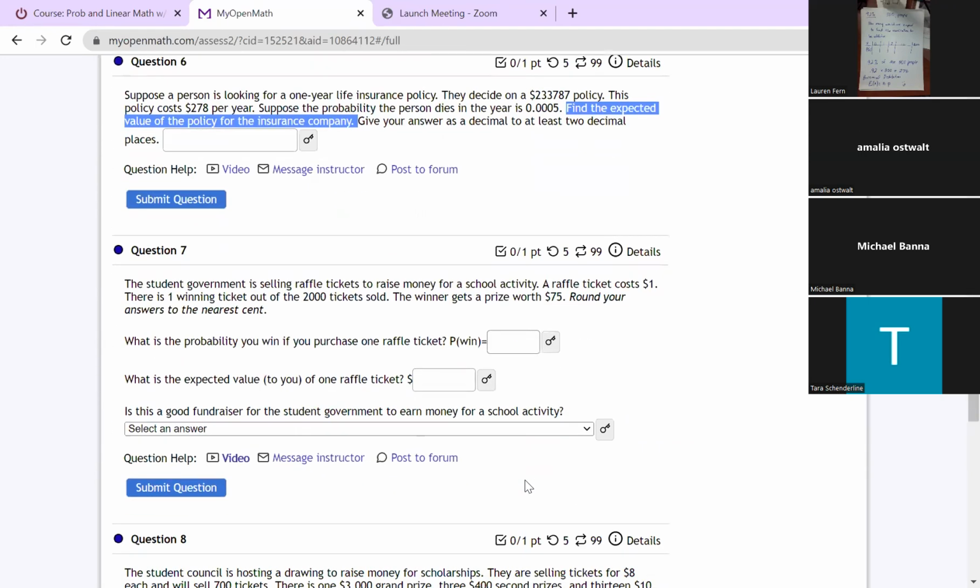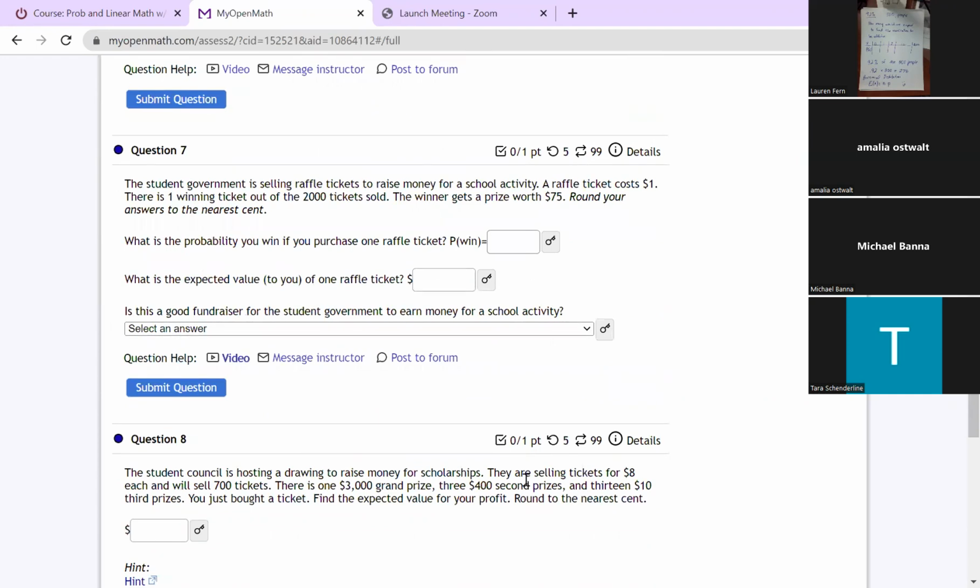Okay, so number 7 and 8 are the raffle questions. They're slightly different from each other, but this gives you 2 places that you can practice doing the raffle questions.